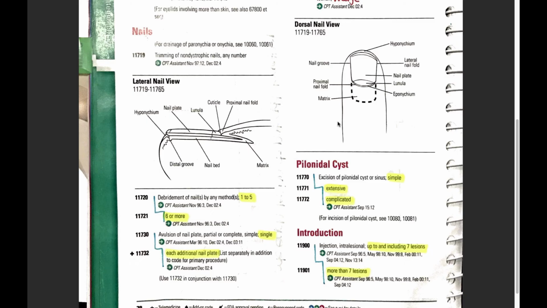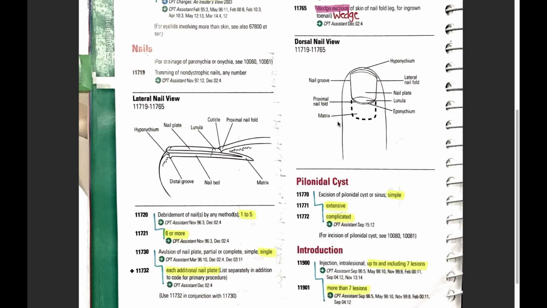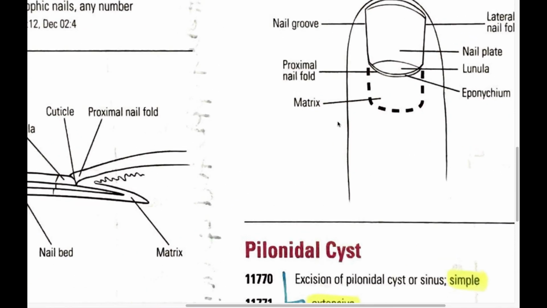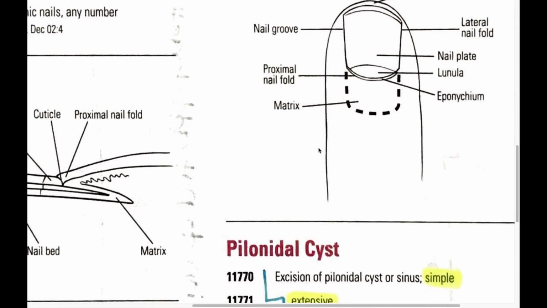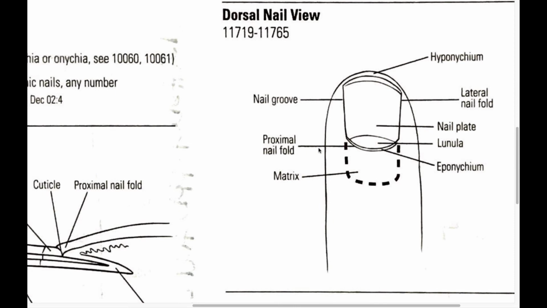Let's talk about coding procedures of the nails. First, we're going to look at the anatomy of the nail. In your book, you should have a diagram of the nail. As you can see, there's a nail groove, there's a proximal nail fold, the nail matrix, the nail plate, the lateral nail fold, and those are the main parts that you need to know.